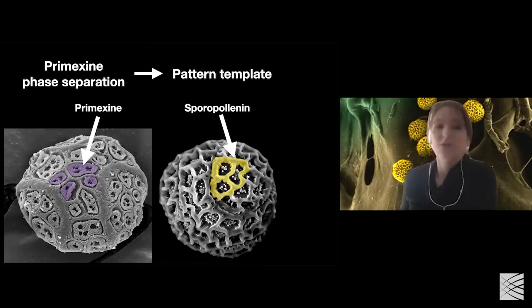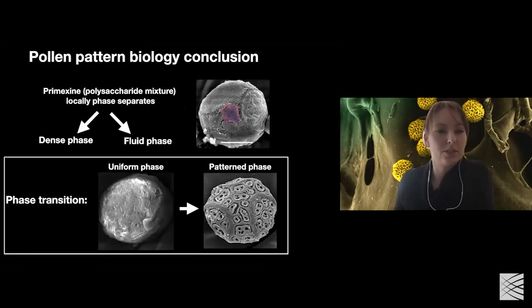So our conclusion from the experimental portion of our study was that the Primexine, which we now know, and I'll talk about a little bit more in the next slide, to be a polysaccharide mixture, locally phase separates into a dense phase and a fluid phase. And another way to look at this is that overall, what you're getting when you go from the not mixed phase to the mixed phase is a phase transition. And you're phase transitioning from a uniform phase to a patterned phase.